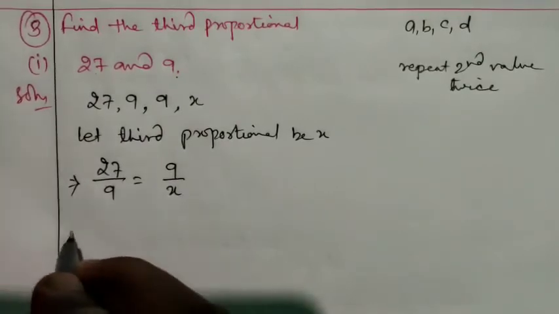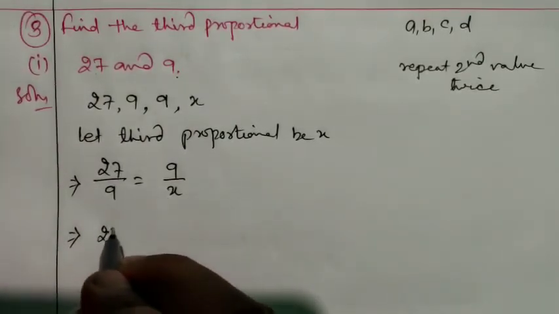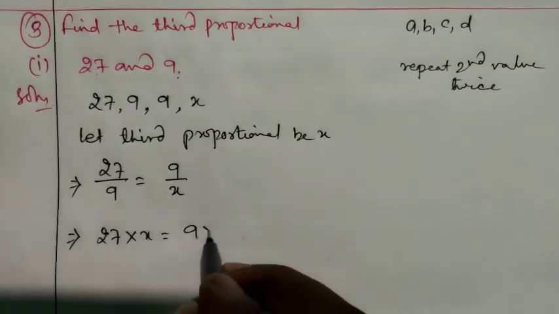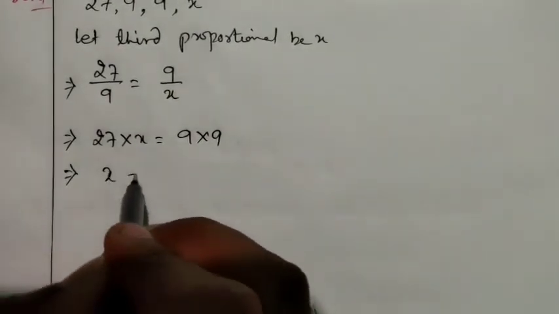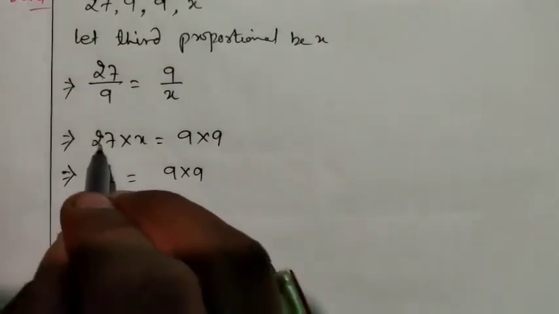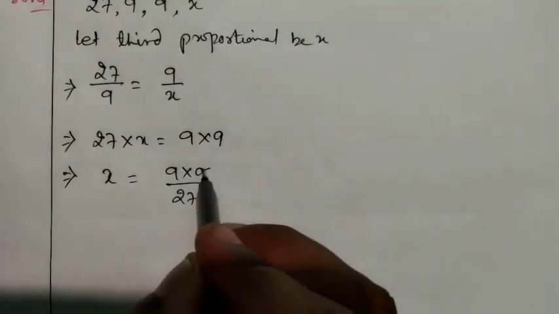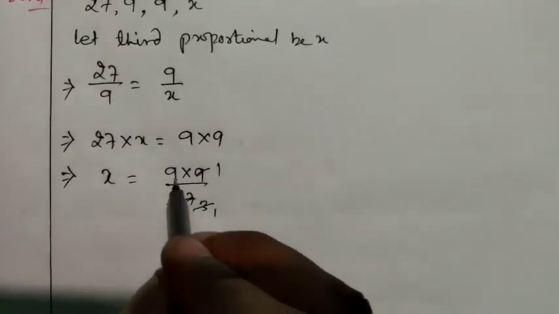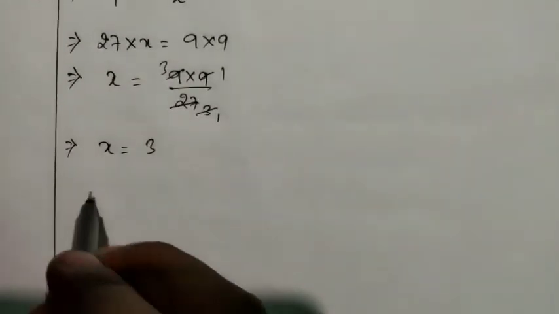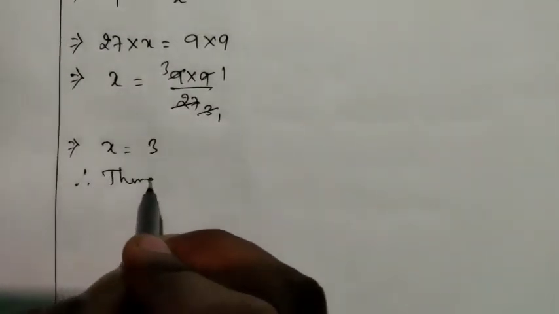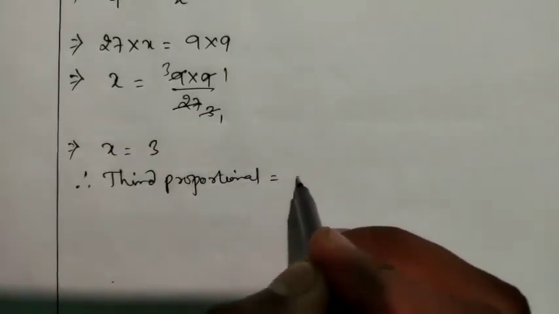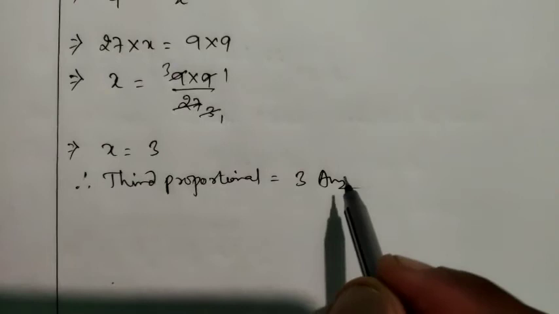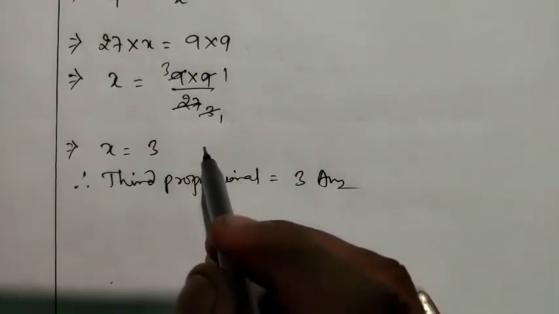Again we will perform the same operation, cross multiplication. 27 into x is equal to 9 into 9. In the next step we have to find the value of x. x is equal to 9 into 9 divided by 27. 9 ones are 9, 9 threes are 27, 3 ones are 3, 3 threes are 9. Therefore the value of x is equal to 3. We will write: therefore third proportional is equal to 3. This will be our answer. Similarly, you have to solve question number 3 like this.